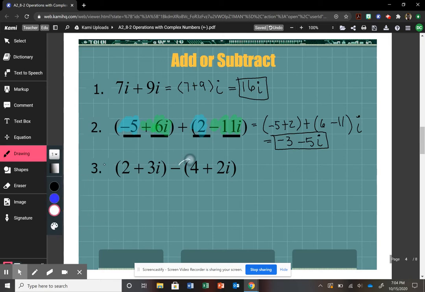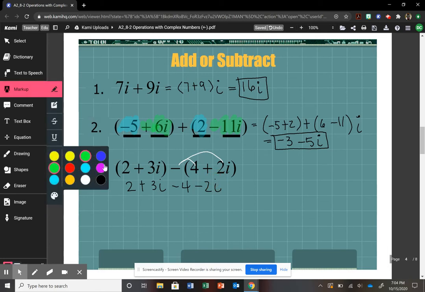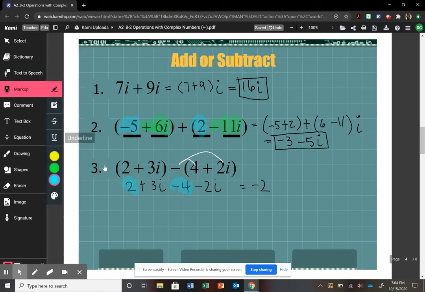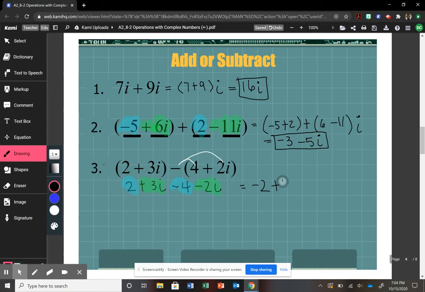Okay, here I have a negative to distribute. 2 plus 3i minus 4 minus 2i. Okay, so I'm going to combine the reals. So this gives me a negative 2. And then I'm going to combine the imaginary parts. So I can write this as plus 1i or negative 2 plus i. These two are equivalent, but you'll see this more often.